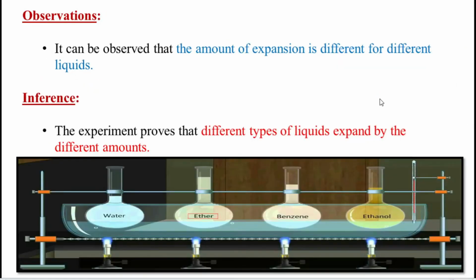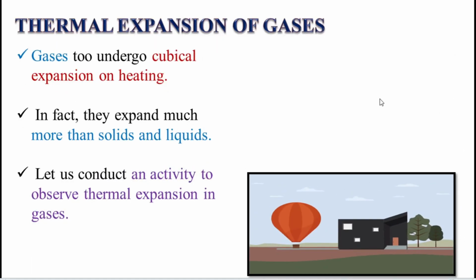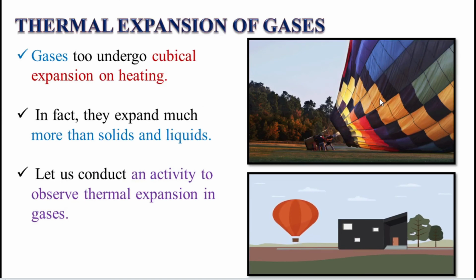After heating, the observations are: it can be observed that the amount of expansion is different for different liquids. You can see in the picture, the water level is raised. Ether also rises to some height. Benzene, ethanol, the four liquids have different expansions. So from this activity, we can understand that the experiment proves that different types of liquids expand by different amounts. So next, I'm going to discuss the second topic, thermal expansion of gases.